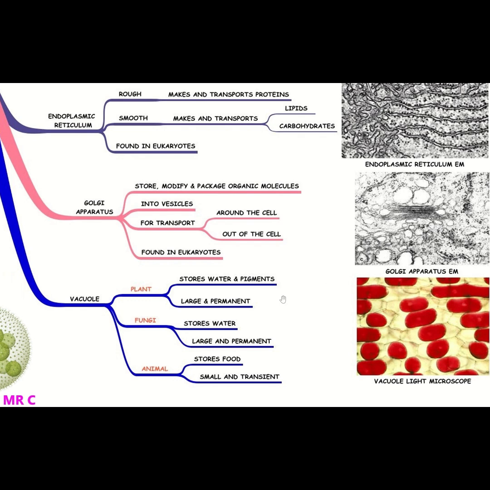The last of all is the vacuole. The vacuoles are found in plants, fungi, and animal cells. In plant cells, it stores water and pigments, and it's large and permanent and centrally located. In the fungi, it stores water, and again, it's large and permanent, but in the animal cells, it stores food and is small and transient, meaning it moves around the cell.